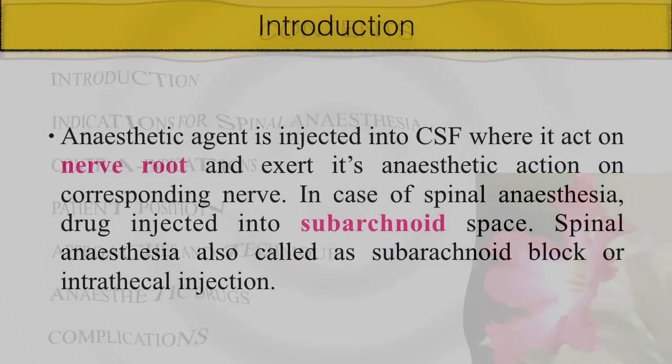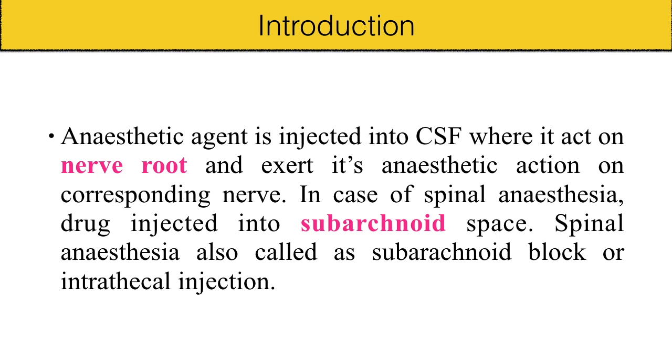So anesthetic agent is introduced by injecting into the cerebrospinal fluid. Cerebrospinal fluid is there in the outer part of the brain as well as in the spine. The injected agent, that is the drug, acts on the nerve root and exerts its anesthetic action, that is numbing action, on the corresponding nerve. On whichever nerve root we are administering the medicine, that corresponding part will become numb.